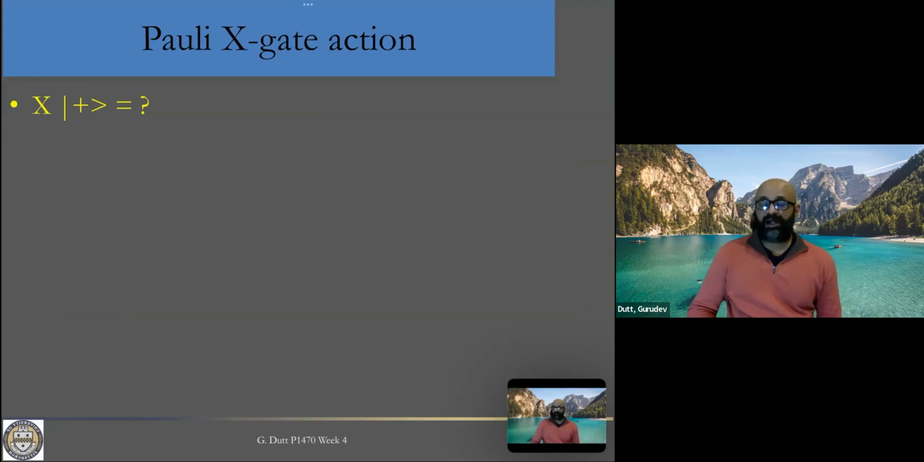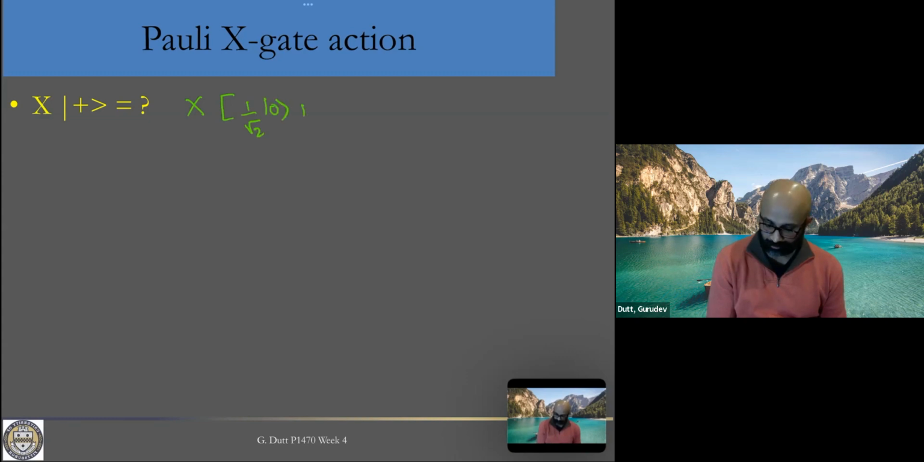Okay, I told you about the action of X on the 0 state, but it's important, as we've already seen in many of the quantum operations, to know what happens when X acts on other states, not just 0 and 1. And so again, we can verify what happens to the plus state. The plus state is just simply 1 over root 2, 0 plus 1 over root 2, 1. And therefore, as we can see, this is going to be just 1 over root 2, 1 plus 1 over root 2, 0, which therefore is also the plus state. So X acting on the plus state gives me back the plus state.